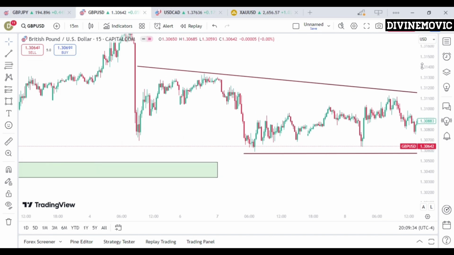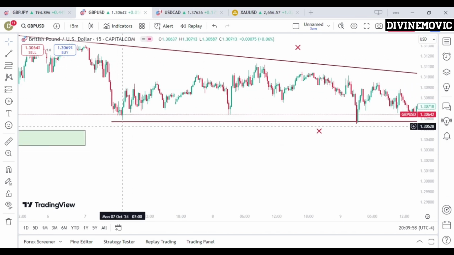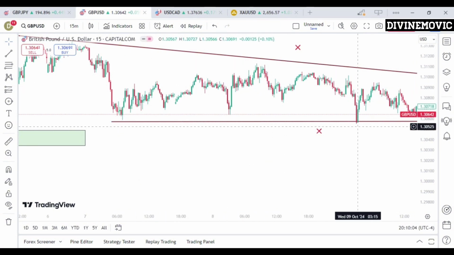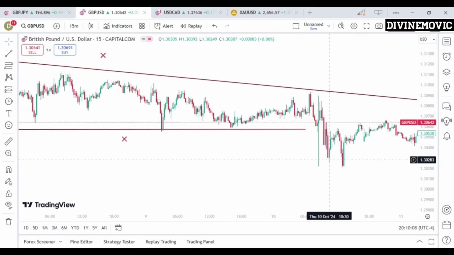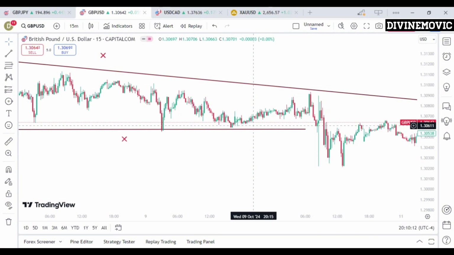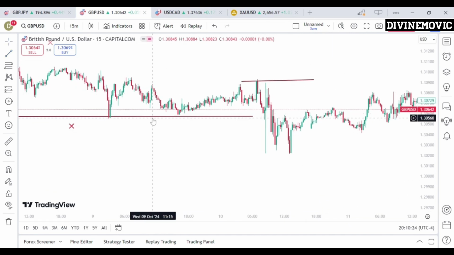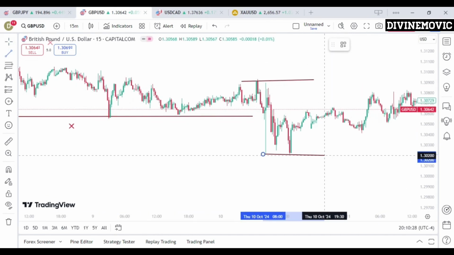Let me zoom up properly. This is a swing high, this is a swing low, this is another swing high, this is a swing low, this is another swing high, and this currently is a swing low. So when price was coming down to the downside, this is the last swing high that price gave us, and this is the last swing low that price gave us.